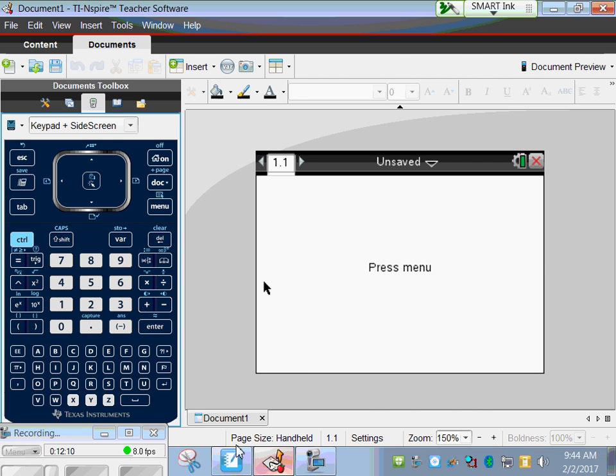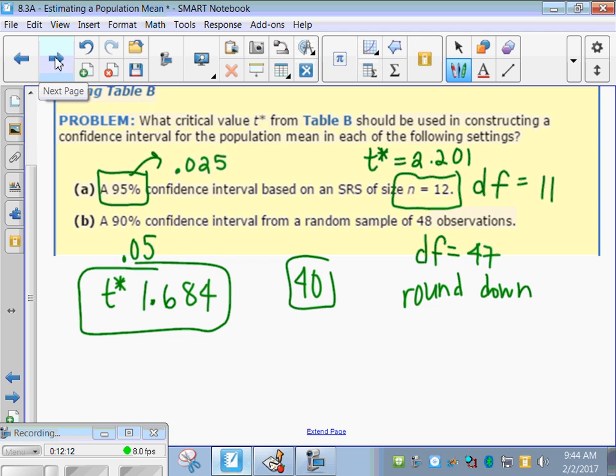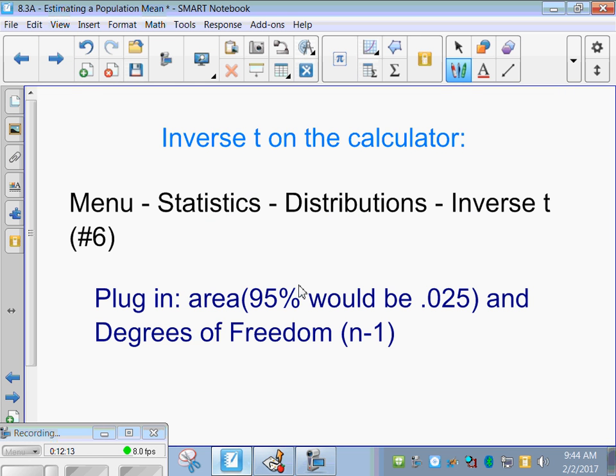So you guys might want to write this down first in your notes, just in case you forget. You go statistics, distribution, inverse t, and all you're plugging in is that area decimal and your degrees of freedom. So 1 minus and minus 1.